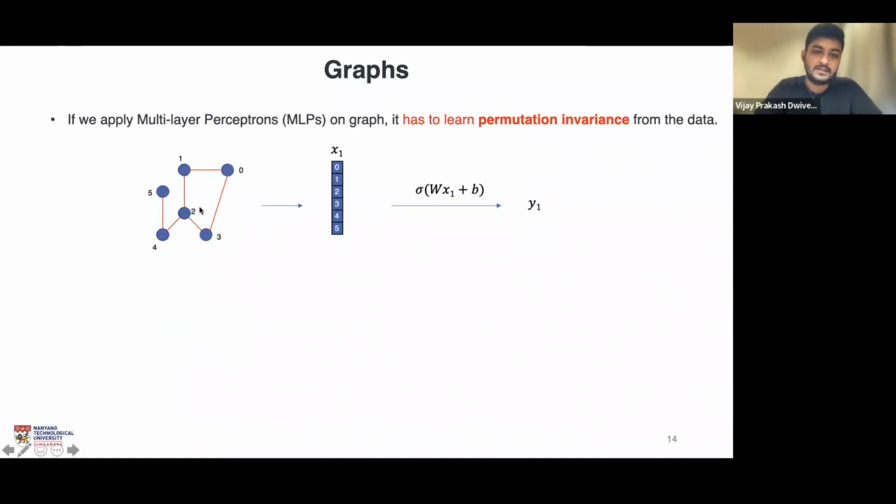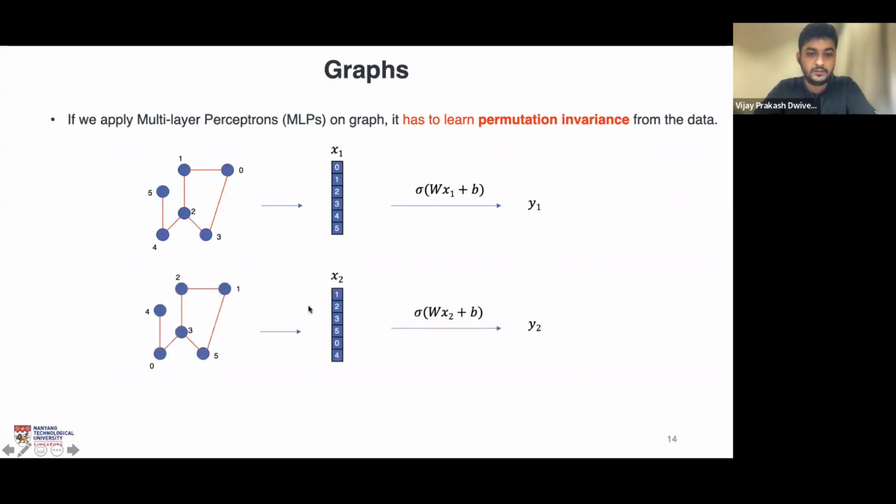If there was an image here and we applied MLPs, we got rid of the information of the spatial orientation of the pixels. In the same case, if we apply multi-layer perceptrons, we have to flatten out the node features. We get rid of the useful structure information that was present in the form of edges. We have a node ordering, a feature vector corresponding to the node ordering, and when we pass it to the perceptron, we have a certain output.